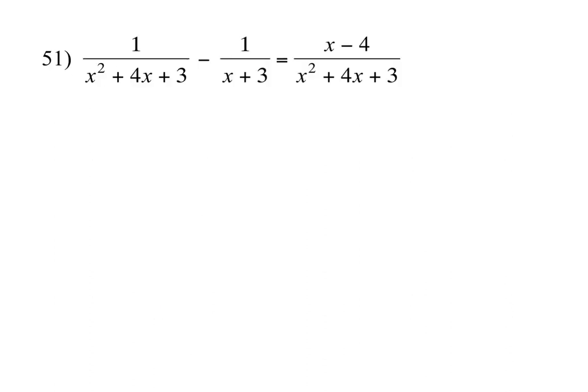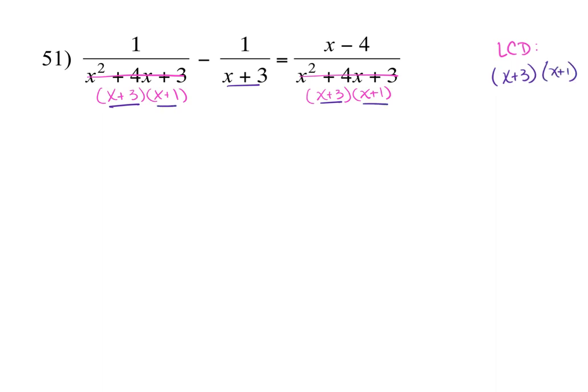So again, my goal is to find my least common denominator. In order to do that, I need to factor, okay? So I need to factor this, x plus 3, x plus 1. Factor this, x plus 3, x plus 1. And so now I'm going to say, well, I need to use the x plus 3, but those are all to the first power. And I need to use the x plus 1. Those are also to the first power. So that is my least common denominator right there. X plus 3, x plus 1. And then I'm going to multiply everything by that common denominator.